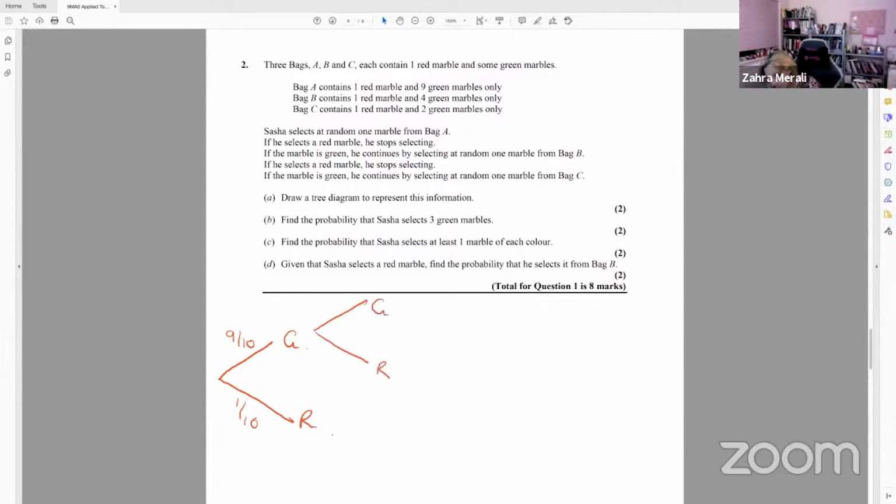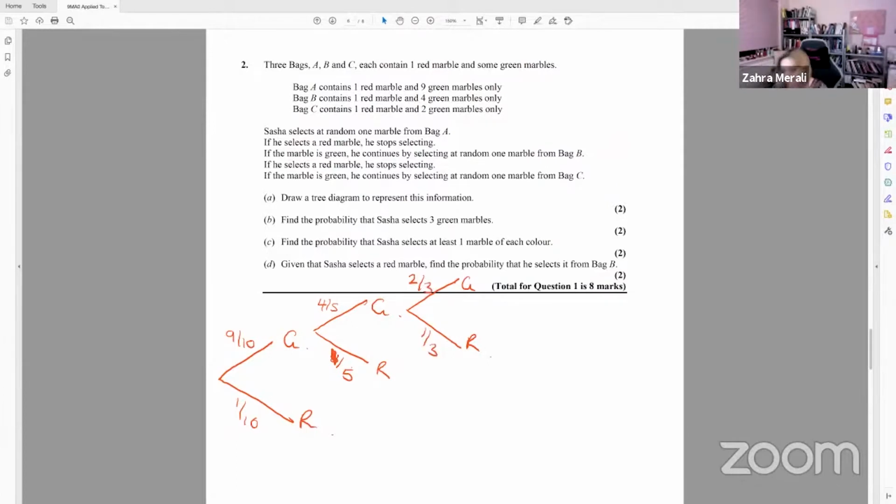So red, green, so that's going to be 4/5 and 1/5, sorry, 1/5 for the red. And if it's red, he stops again. So green and red. Green is going to be 2/3 and 1/3.